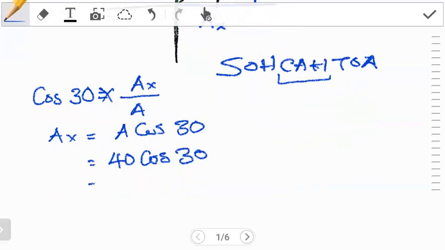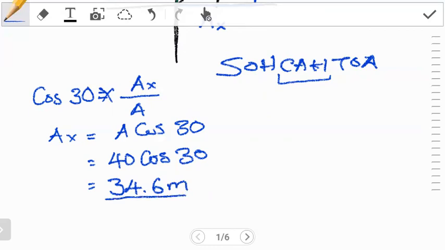Now, for uniformity, I'm going to give all my answers correct to 1 decimal place. Okay, so if we evaluate this, this comes out as 34.6 meters. So this is the x component of A.